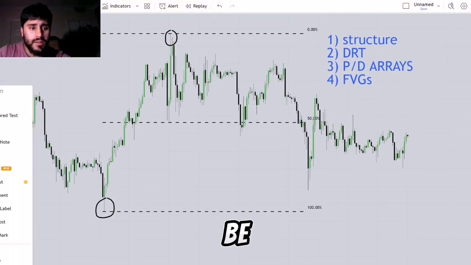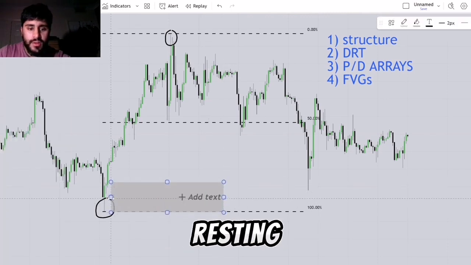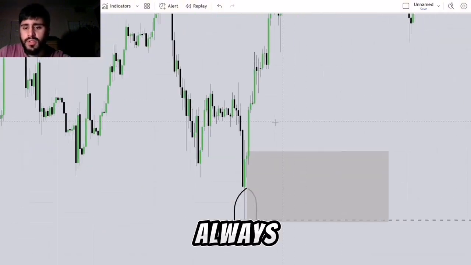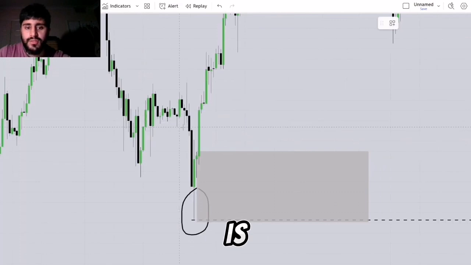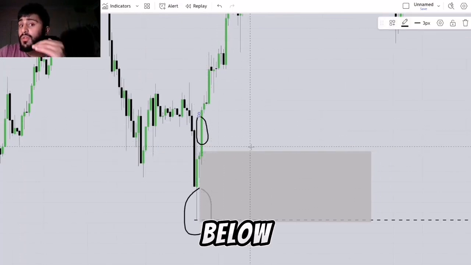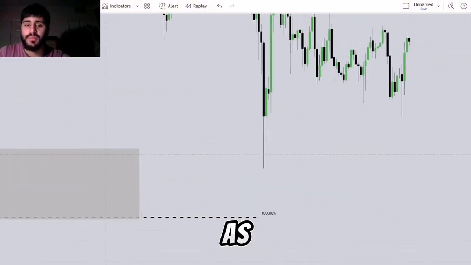Now from here, we're going to be understanding where the fair value gaps actually are. So we have a fair value gap resting over here. Notice how I always look, I just want people to understand this. I always mark the candle before, because this is the fair value gap, right? It is this, that's the fair value gap. We simply mark the candle below that because we are looking for price to enter and fill this fair value gap, right? It's as simple as that.